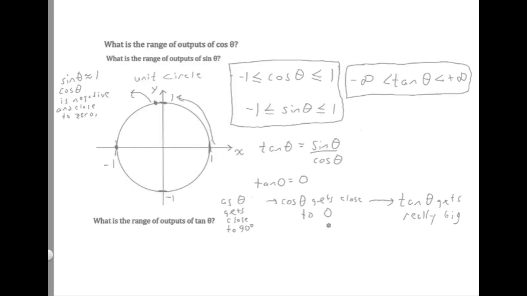Okay, now I hope you can see that you could use this unit circle approach to figure out the shape of the entire graph for sine, cosine, and tangent. You could figure out what the graph of sine, cosine, and tangent look like for any angle by thinking about how the coordinates change as you move around the unit circle.